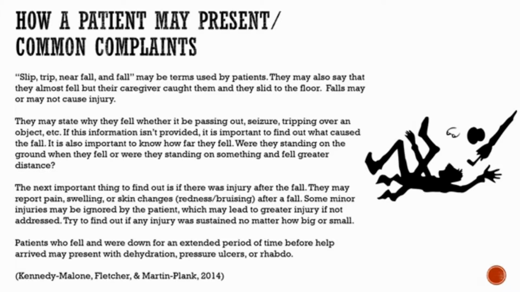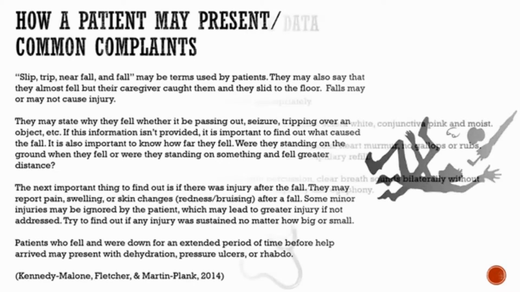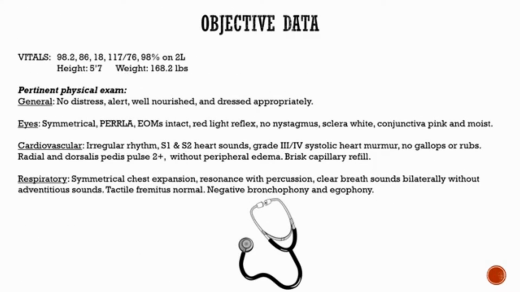The next important thing is to know, was an injury sustained? Small injuries may not be reported. You want to know if there was any pain, swelling, skin changes, or deformities after a fall, and try to find out if any injury was sustained, no matter how big or small. Patients who fell and were down for an extended period of time should be assessed for dehydration, pressure ulcer formation, and even rhabdo. This is the beginning of objective data.